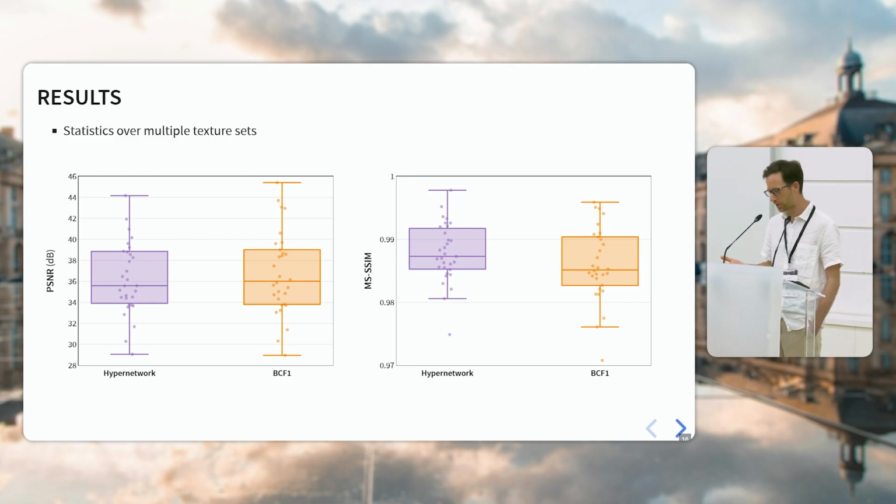In terms of metrics, the output of the hypernetwork is not exactly as good in terms of PSNR as using the stochastic gradient descent with 40K iterations from our last year model. But on the other side, if you look at the MS-SSIM, it's much better. And the reason is that we incorporate a perceptual loss in the training of the network, which is not used to train NTC models.